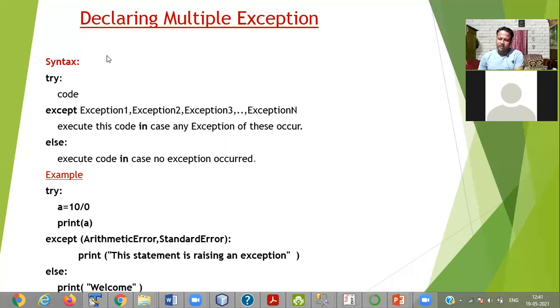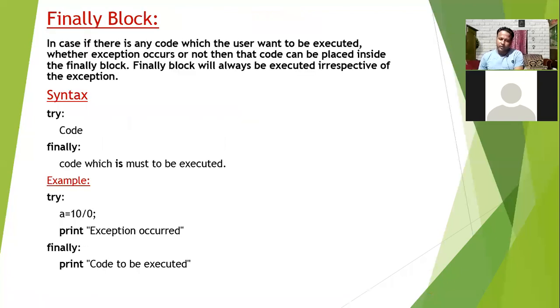Then here it is showing you, if everything is correct, then it shows welcome. Finally block. The finally block is a block which is executed if your exception arises. If your exception does not arise, then it is also executed. It is the last statement of the try and catch statement.